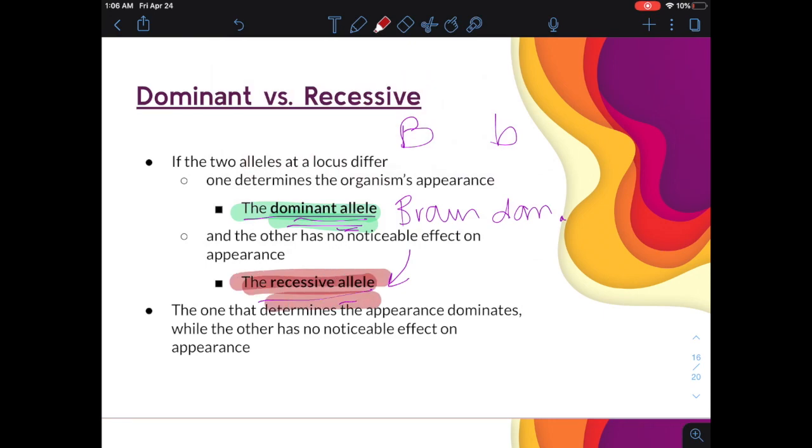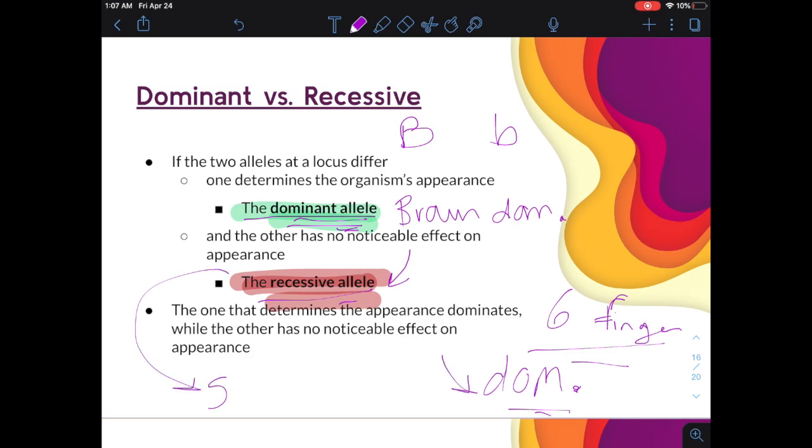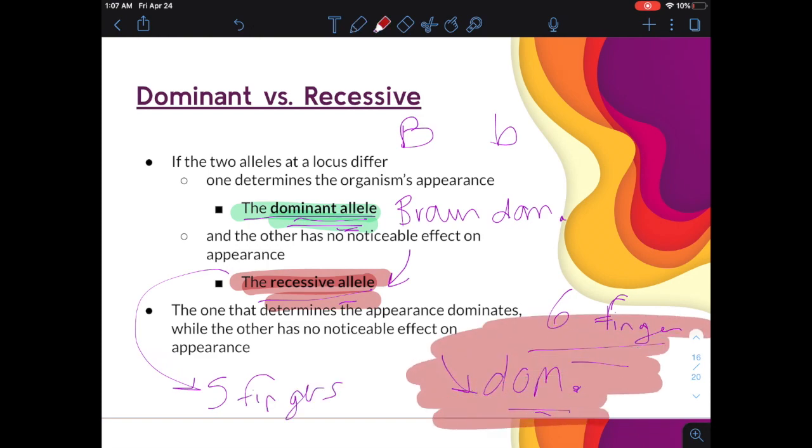Some of you are wondering about the example that it gave in the video with people who have 6 fingers. So having 6 fingers is a dominant allele, meaning that if you have an allele for 6 fingers, that's going to be dominant. The recessive allele would be 5 fingers. We don't really see a lot of people with 6 fingers, even though it's a dominant allele. Well, that's because it's not very common.